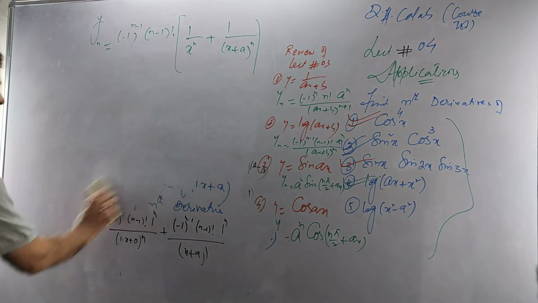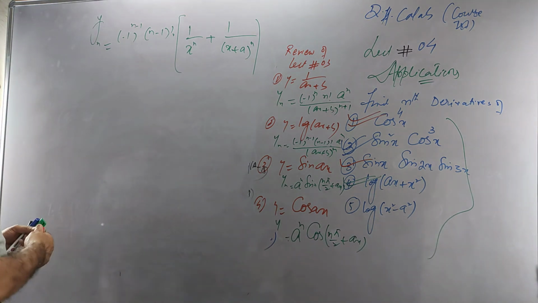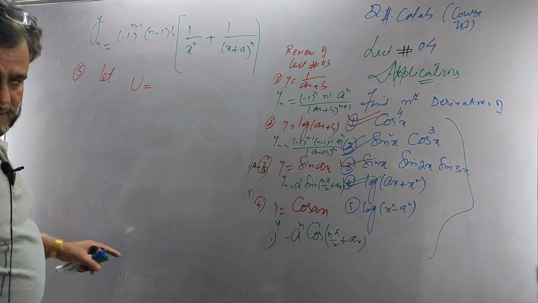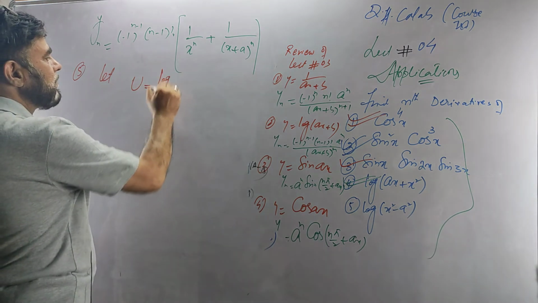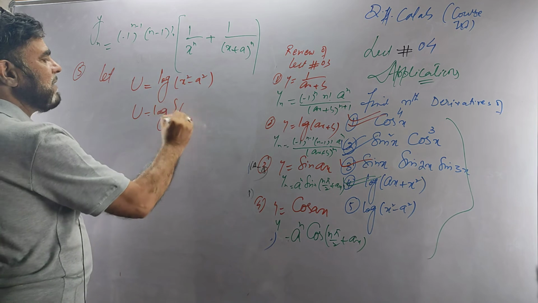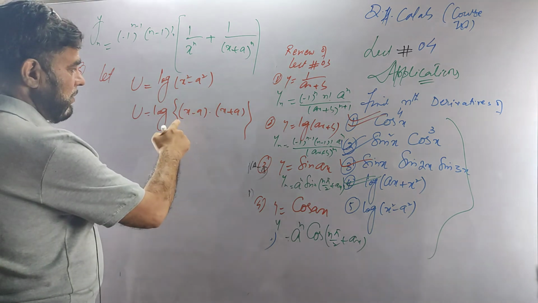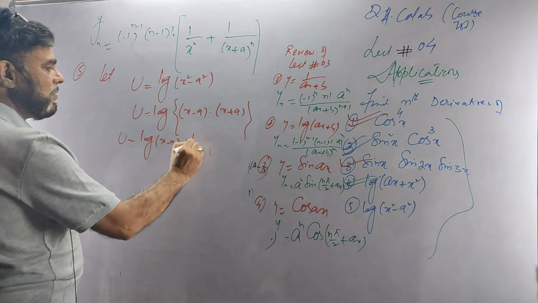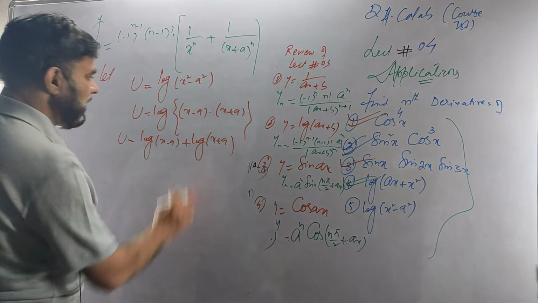Okay, now we'll find the nth derivative of the fifth one. Let u be equal to this. It is not necessarily always y that we denote. In this problem, let us take u equal to log of x square minus a square. This is u equal to log of a plus b into a minus b form, so I will write it as x minus a into x plus a. Then you have log of mn, so u is equal to log of x minus a plus log of x plus a. Do you follow? We have written it as log of mn equals log m plus log n.